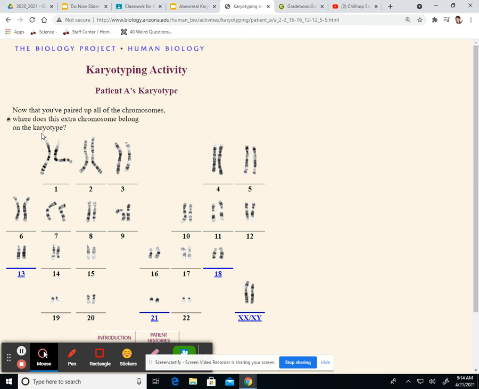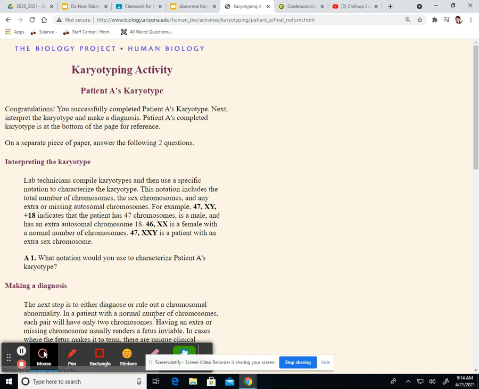So all of the disorders that we're looking at today are a result of non-disjunction. We know that the chromosomes did not separate correctly during some part of meiosis, making there be too many chromosomes or not enough chromosomes. So we're going to find the match here. If you got it right, it'll tell you congratulations.